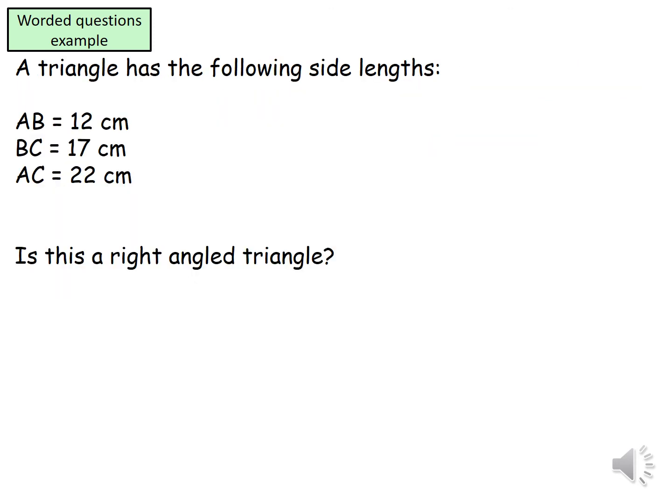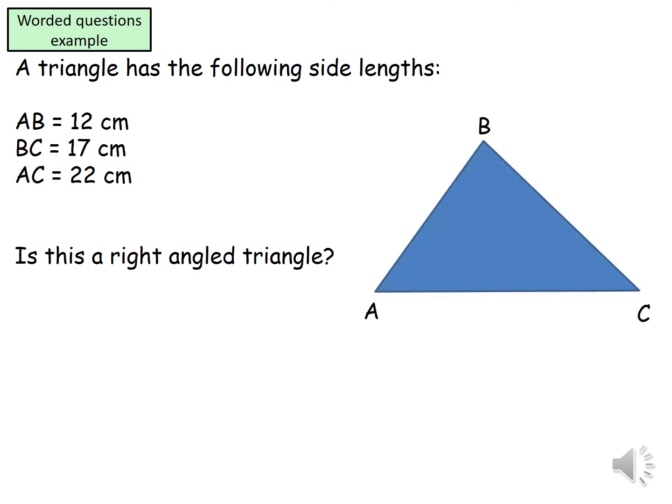Now guys, this is our third example. A triangle has the following side lengths. AB is 12 centimeters, BC is 17 centimeters, and AC is a length of 22 centimeters. The question states, is this a right angle triangle? Again, what you need to do is sketch what the information is given. So you should get something like this, where AB is 12 centimeters.